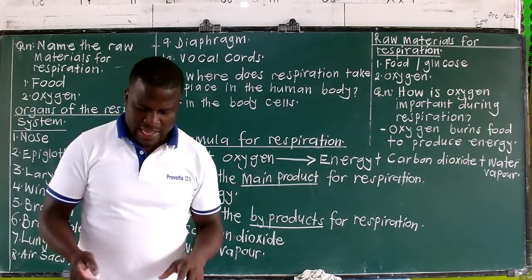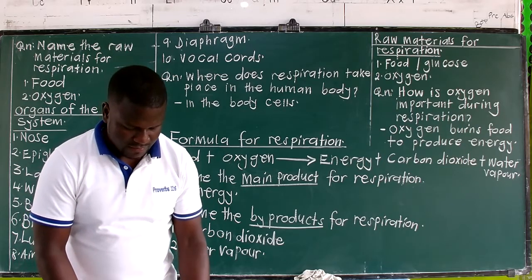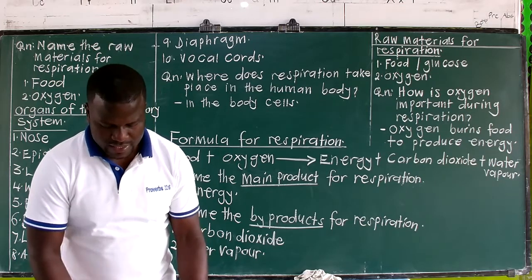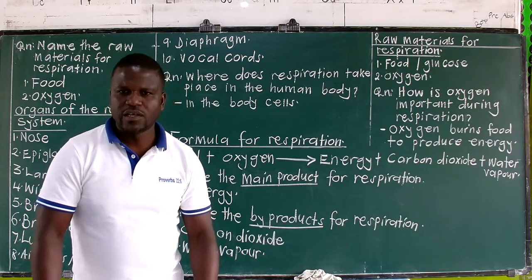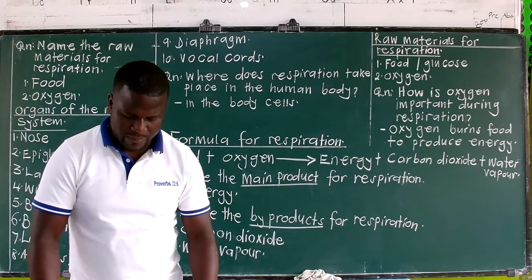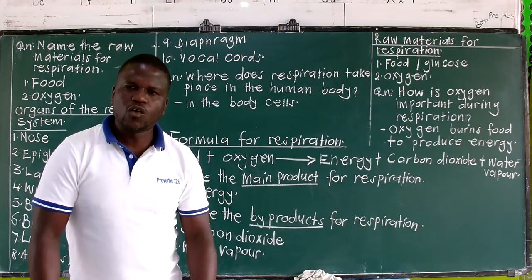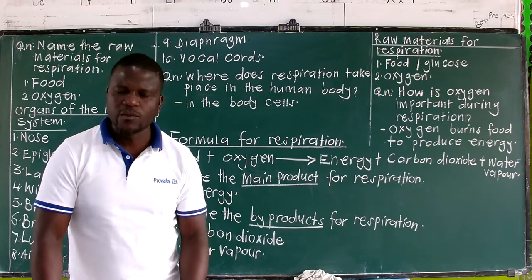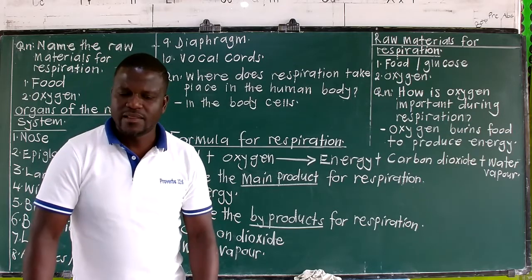Then we have a diagram showing the organs of the respiratory system. So I think we shall look at this diagram in our next lesson, where we have the nose, larynx, windpipe, bronchi, lungs, bronchioles, diaphragm, air sacs, vocal cords, and voice box. So all those are organs of the respiratory system. So we shall look at how they are important after drawing and naming the parts.